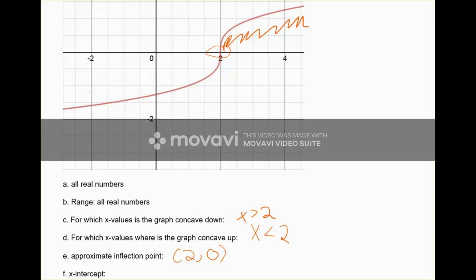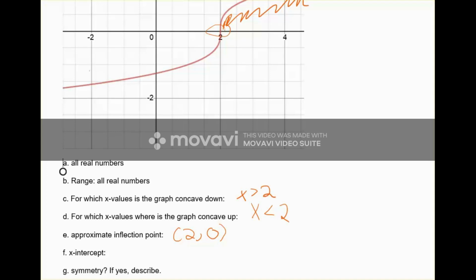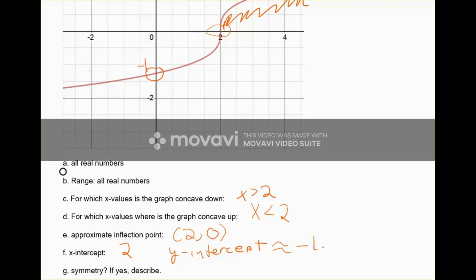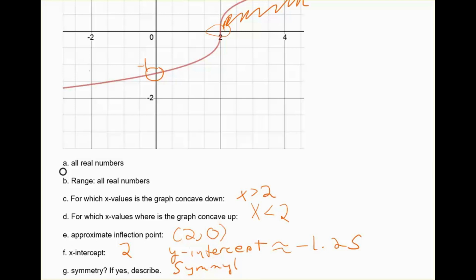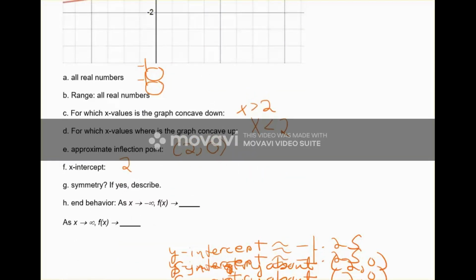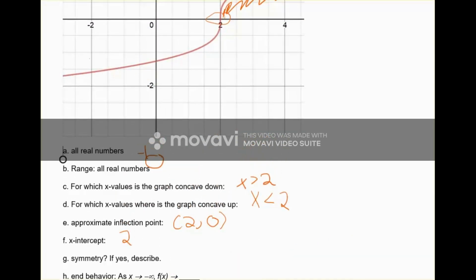Alright, x-intercept, where does it cross the x-axis? Well, in this one, it crosses the x-axis right at that point of inflection. So the x-intercept is 2. There is a y-intercept in this one. I didn't actually ask you for it, but we could approximate the y-intercept. It looks like it's at about negative 1.25. Is there symmetry? I think there's symmetry about the inflection point, because we can see that we could rotate it about that point.